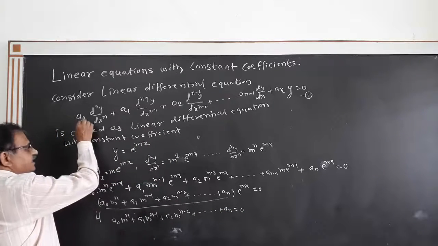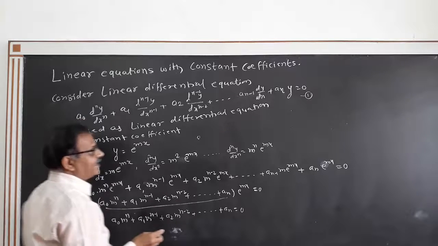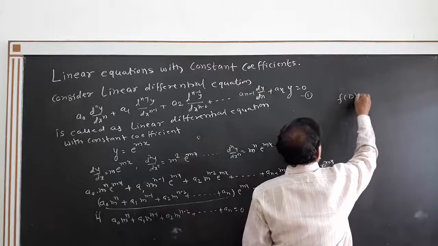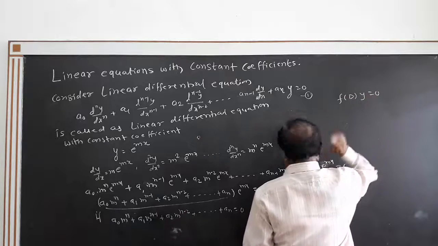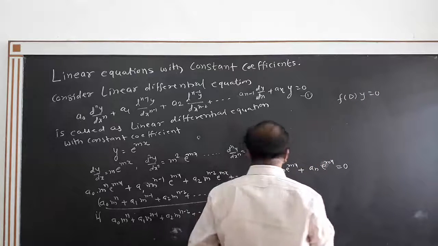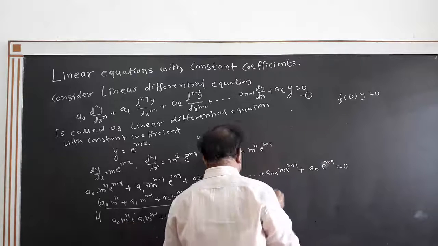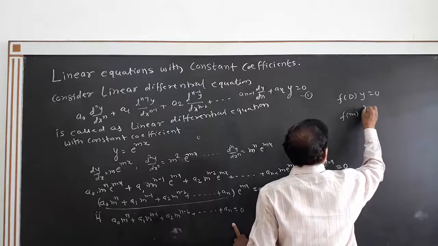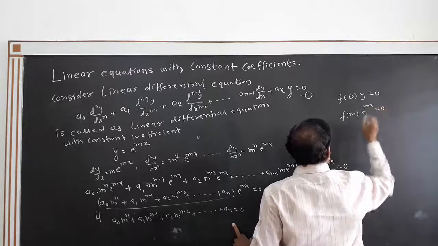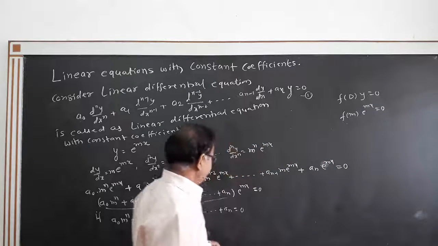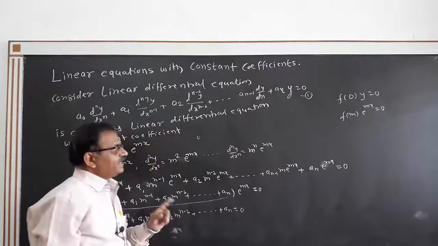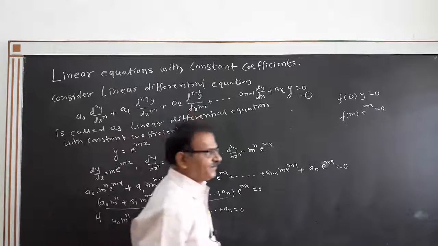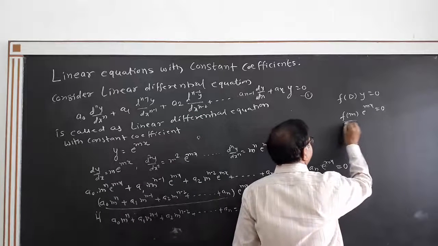If we represent this equation 1 by f(D) y equal to 0, then this equation can be written as f(m) e raised to mx equal to 0. And this shows that e raised to mx is a solution of the differential equation 1 if f(m) equal to 0.